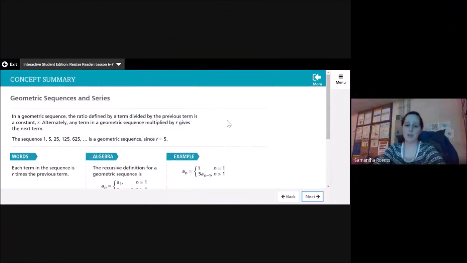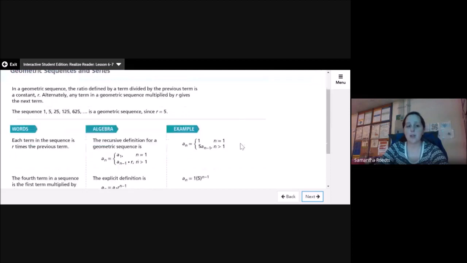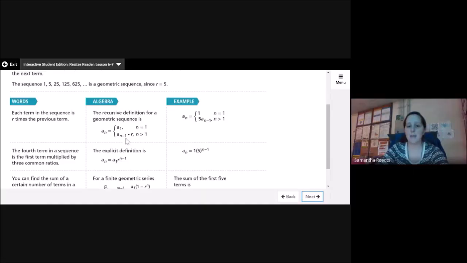Okay, concept summary, geometric sequences and series. In a geometric sequence, the ratio defined by a term divided by the previous term is a constant, r. Alternately, any term in a geometric sequence multiplied by r gives the next term. So the sequence 1, 5, 25, 125, 625 is a geometric sequence since r equals 5. So in words, each term in the sequence is r times the previous term. The recursive definition gives us, for a geometric sequence, a sub n equals a sub 1 when n equals 1, and a sub n minus 1 times r when n is greater than 1.